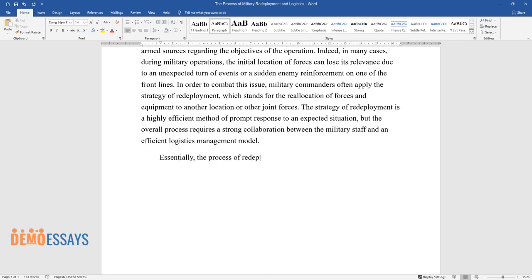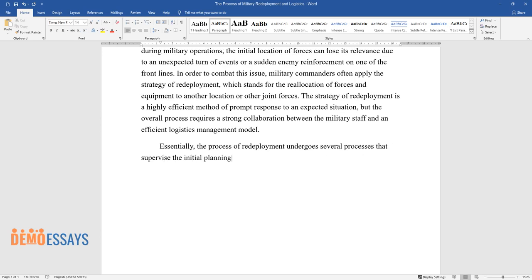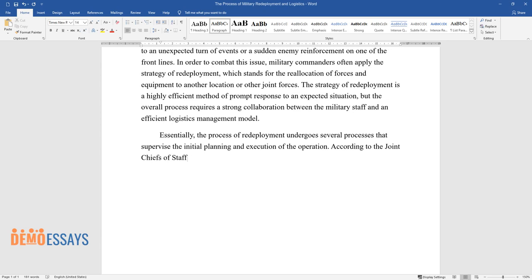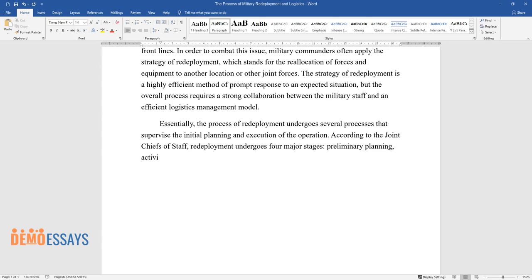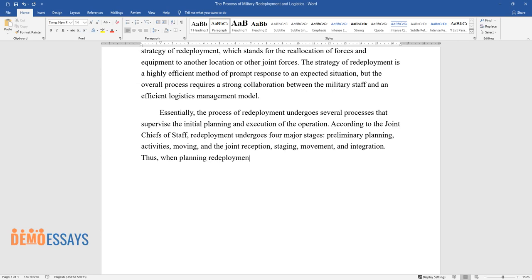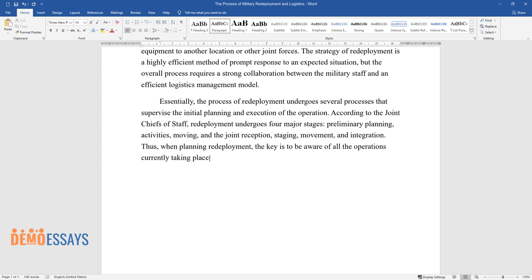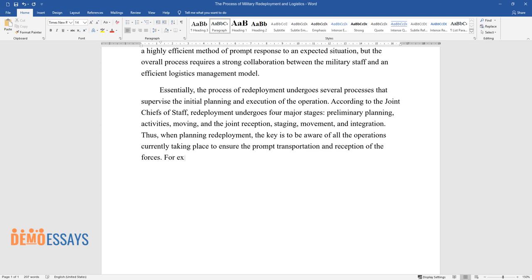Essentially, the process of redeployment undergoes several processes that supervise the initial planning and execution of the operation. According to the Joint Chiefs of Staff, redeployment undergoes four major stages: preliminary planning, staging, movement, and joint reception and integration. Thus, when planning redeployment, the key is to be aware of all the operations currently taking place to ensure the prompt transportation and reception of the forces.